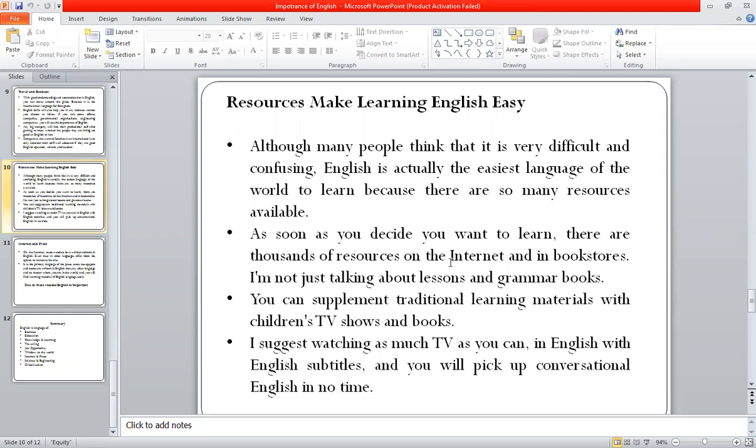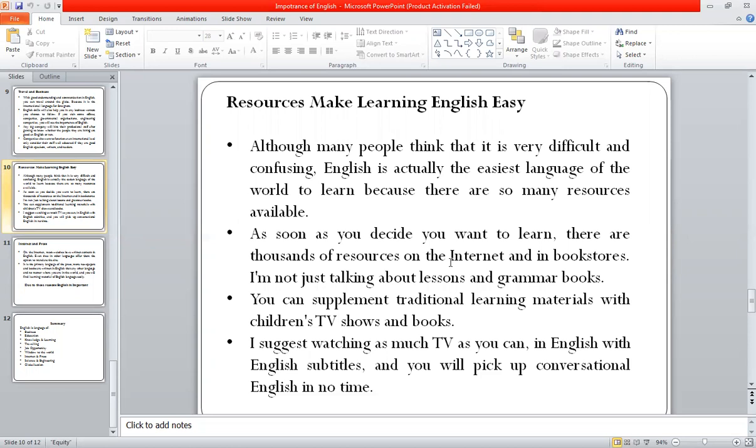Okay, so let's first see the first point. Although many people think that English is very difficult and confusing, English is actually the easiest language in the world to learn. English is actually not that difficult a language to learn.